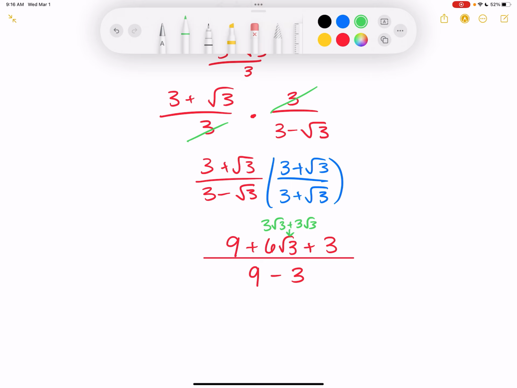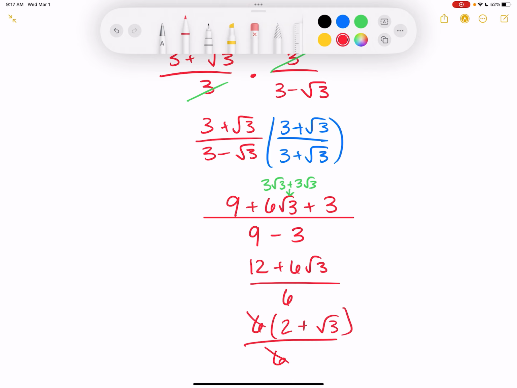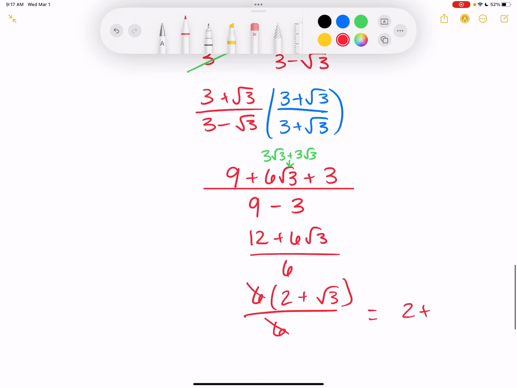So then I combine everything that I can. So that's going to be 12 plus 6 root 3 over 9 minus 3. Or, well, I can change that to 6. We can take a 6 out of both pieces on top. So it'll be 6 times 2 plus the square root of 3 over 6. Then the 6's cancel. So your answer is 2 plus the square root of 3. So your answers for tangent will always look kind of like this.